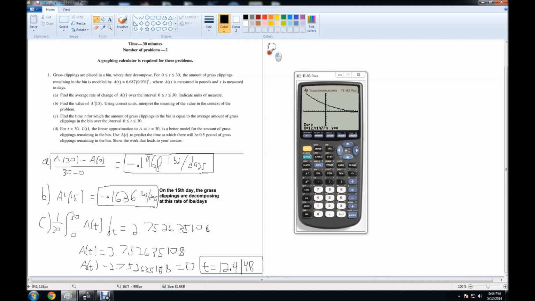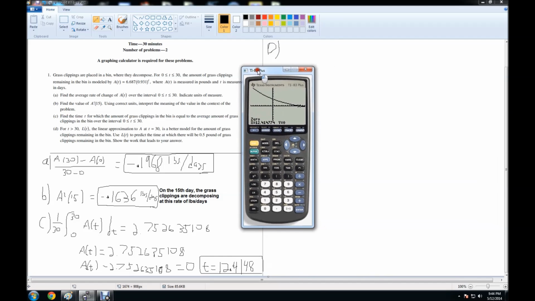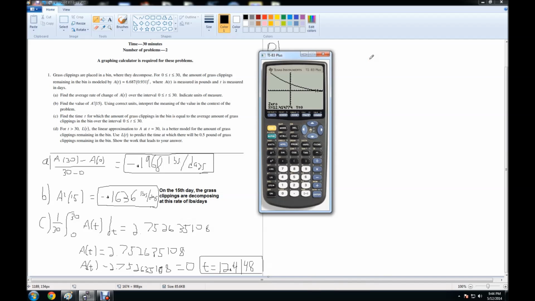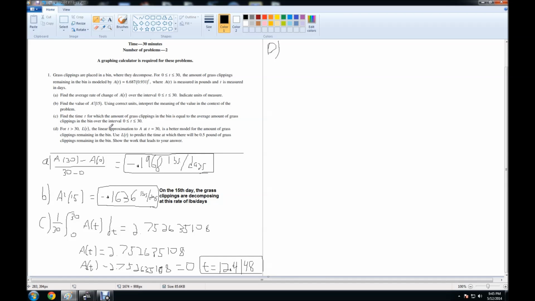Now for part D, which is definitely the hardest question. Well, not so hard, but let's read it. For t greater than 30, L(t), the linear approximation to A at t equals 30, is a better model for the amount of grass clippings remaining in the bin. Use L(t) to predict the time at which there will be 0.5 pound of grass clippings remaining in the bin. Show the work that leads to your answer. It says the linear approximation. Linear means line, so I'm going to start with the point slope formula because that's my favorite equation of a line to use, which is y minus y1 is equal to m times x minus x1.